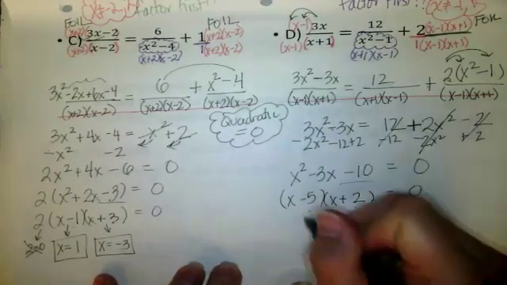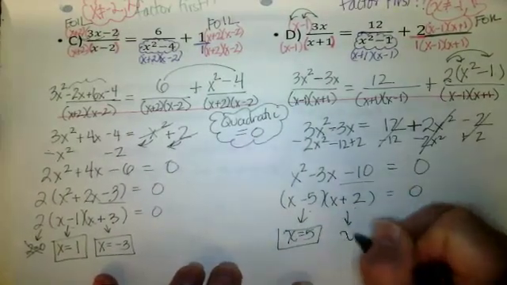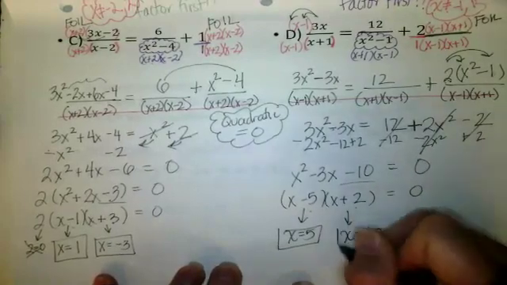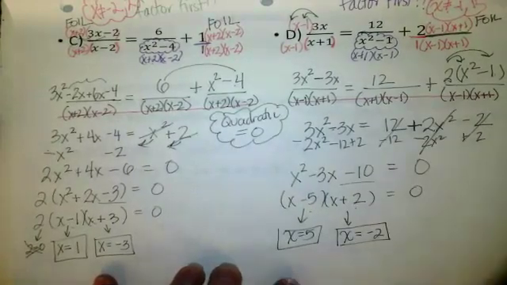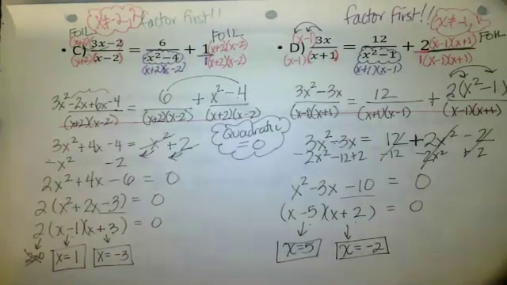Very good. Which means x equals positive 5 and x equals negative 2, which doesn't conflict with these values, so we're good. So we're just fine. Do you have questions for me? All right.